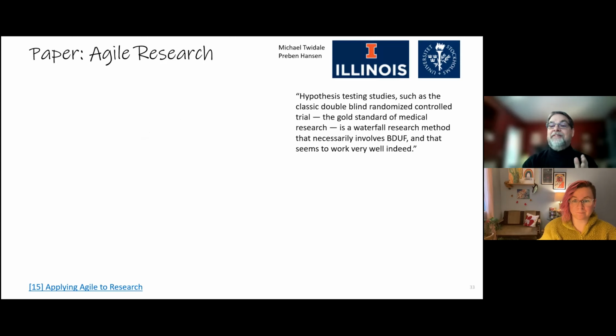Now, however, they go on: hypothesis testing studies such as the classic double-blind randomized controlled trial, the gold standard of medical research, is a waterfall research method that necessarily involves big design up front, and that seems to have worked very well indeed. So Agile research is not the panacea for every research endeavor. Waterfall is perfectly suited to where it is perfectly suited. Agile is perfectly suited to everything else where Waterfall's not.